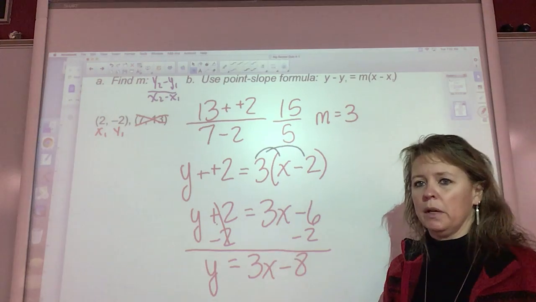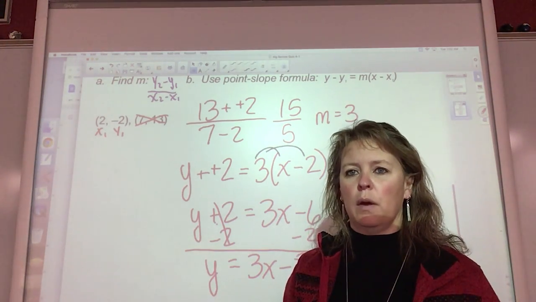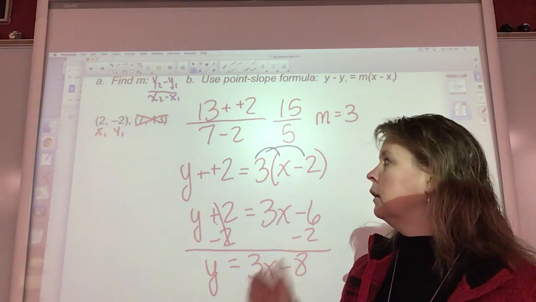What if you don't have m or b? Do these notes, review first, then put it all away, shut it down, grab a calculator, and take your quiz.